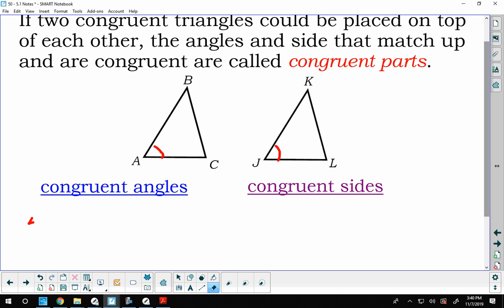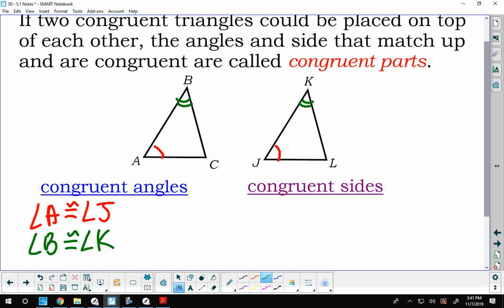Oops, right, angle A first. Angle B, and we're going to use 2 tick marks now, is congruent to angle K because they match up. And angle C, we'll use 3 tick marks, is congruent to angle L because they match up. And now we're going to match all the corresponding sides. Okay, side AB is congruent to side JK because they match up.